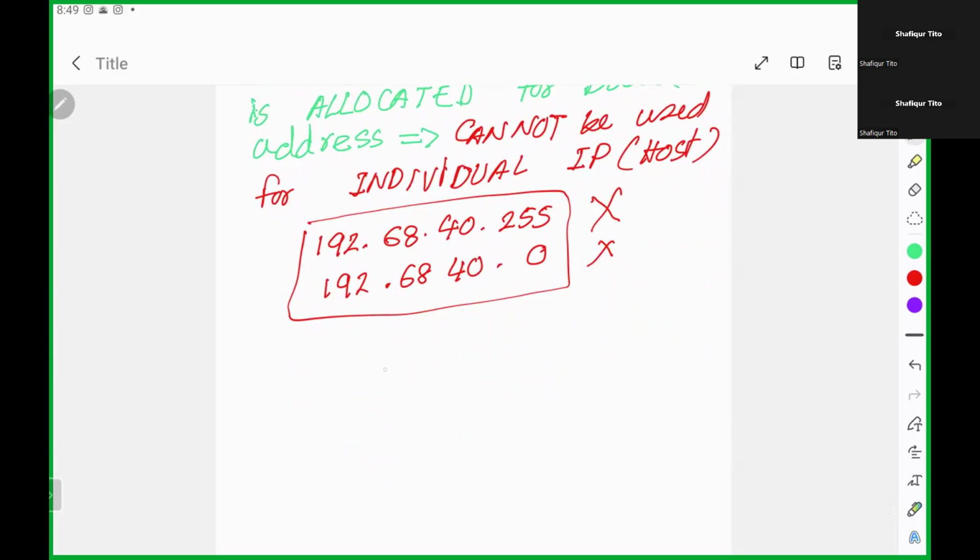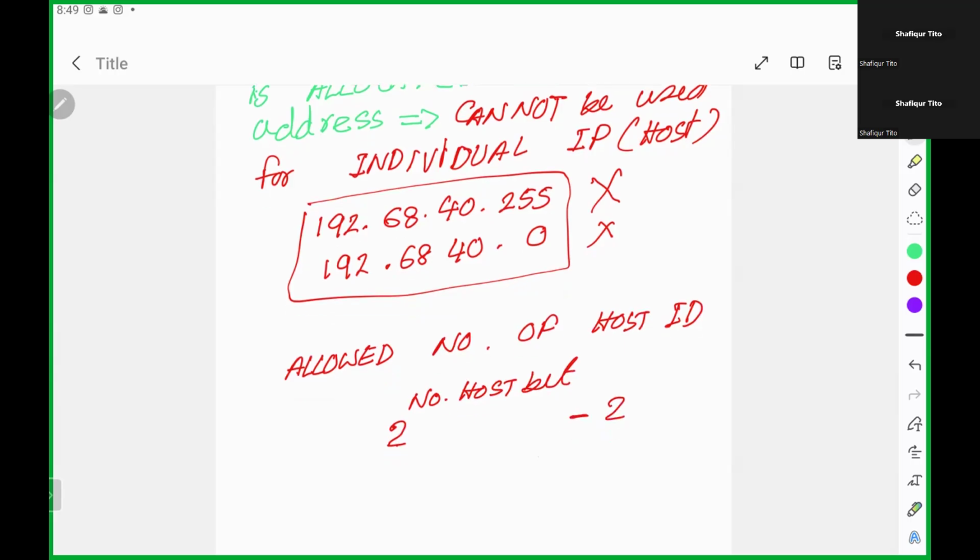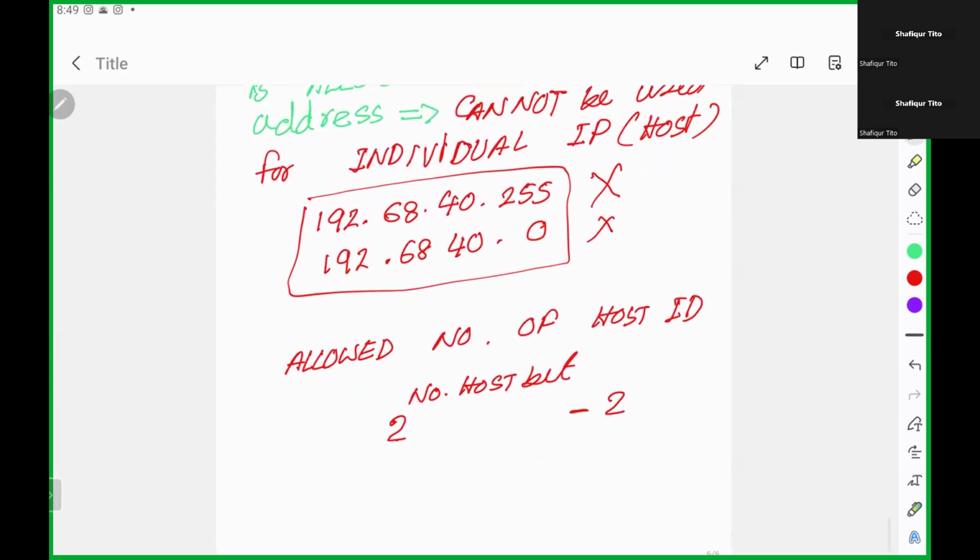What are the remaining numbers? We can find out the allowed IP addresses, the allowed number of host IDs. First, I need to find out what is the total combination. 2 is the base, to the power of the number of host bits, and then these two I have to subtract. So if I subtract these two, then this will give me the total number.